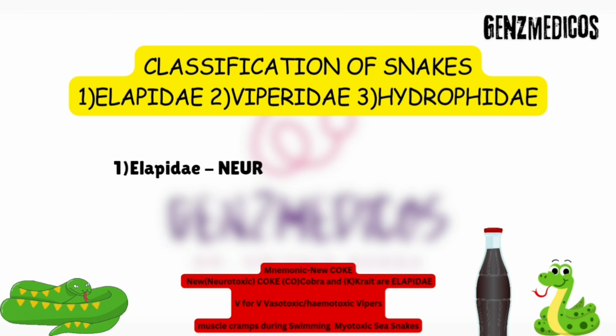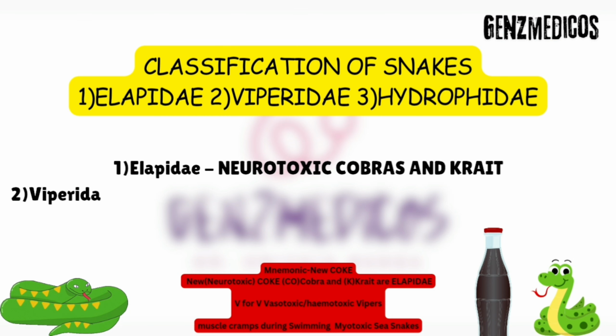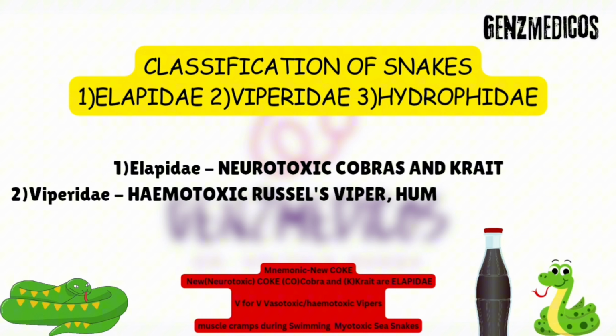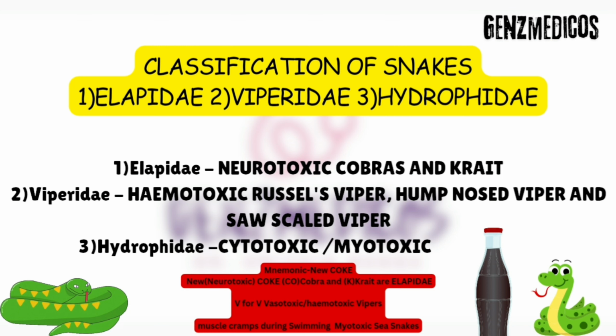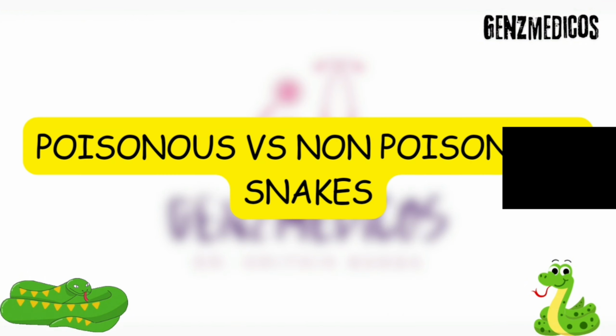In classification of snakes, it's divided into elapids, viperids, and hydrophids. For elapids, let's make one mnemonic, which is NEW COKE. N is for neurotoxic, COKE: cobra and krait. While for viper, V for V means viper is vasotoxic, vasculotoxic. And then the third mnemonic is muscle cramp during swimming. Swimming here represents sea snake and muscle cramp is myotoxic.